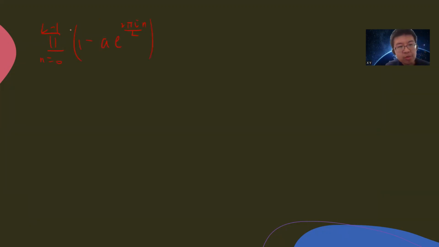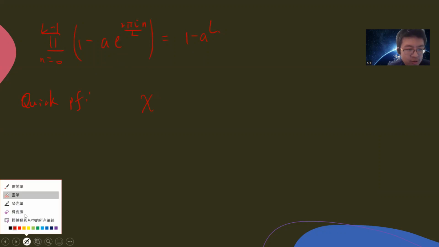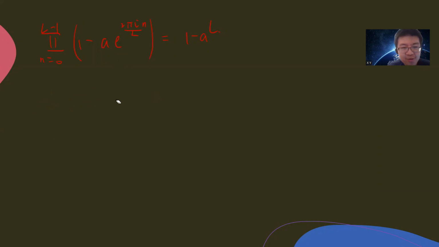So we start from n equals 1 to L minus 1, and this tells you that this is 1 minus a to the L. Looks simple, right? Hope it's easy for you. So that's a quick proof. But let's forget about the quick proof. Let's prove it one by one.